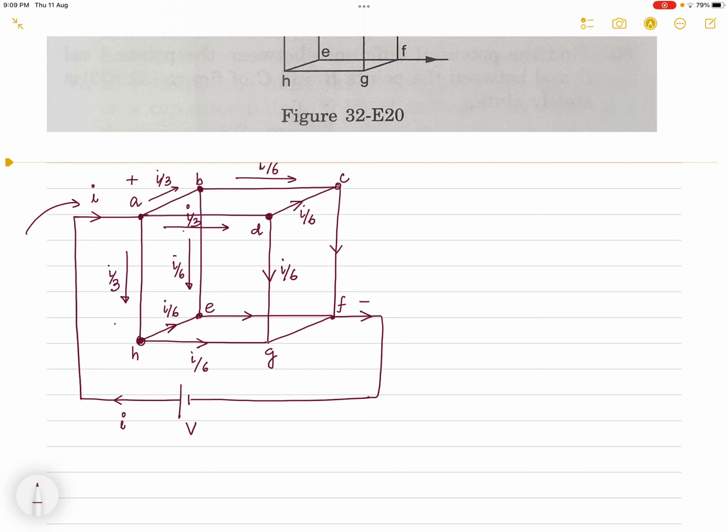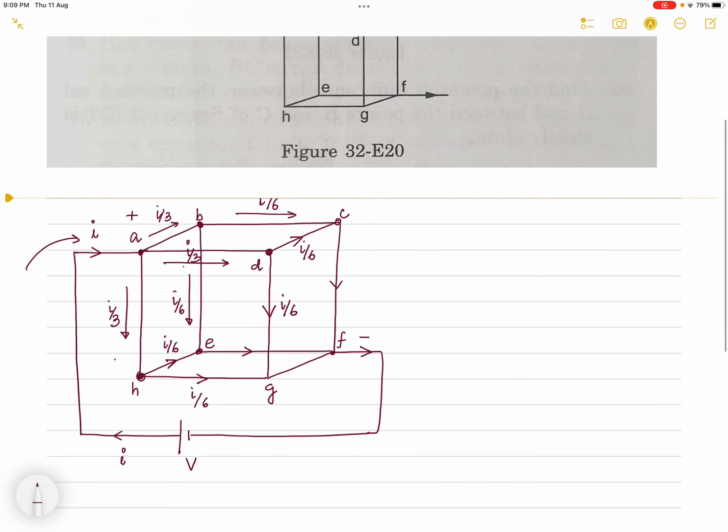So we have been able to distribute the current across most of the paths. Now the last set of paths is from point C to the point F, from point G to the point F, and from point E to the point F. Now if you look at the figure once again, at the point C we have two currents of I by 6 each coming from both the junctions B and D. So when these two currents add up, they give you a total current of I by 3 moving from C to F.